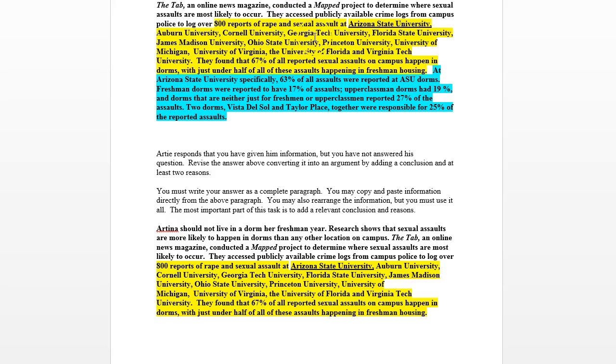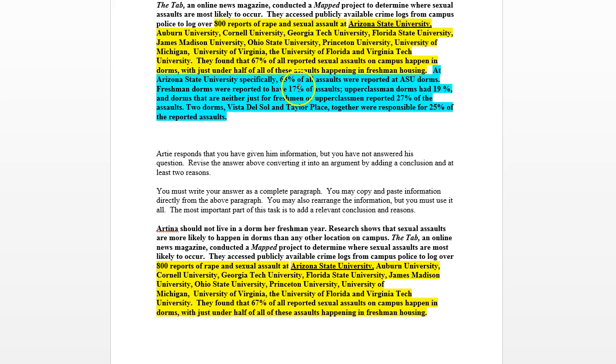This is nice. This is good information. But this right here is the information that really focuses on my question. And so I definitely have to have that there. And in this information it says that at Arizona State, specifically, 63% of all assaults were reported at ASU dorms. A little bit below the national average, but still significantly more than half.